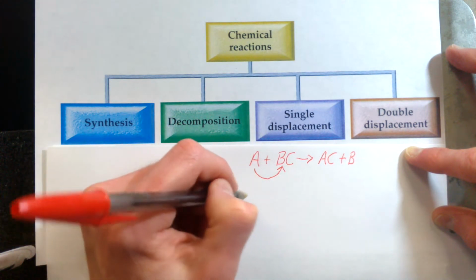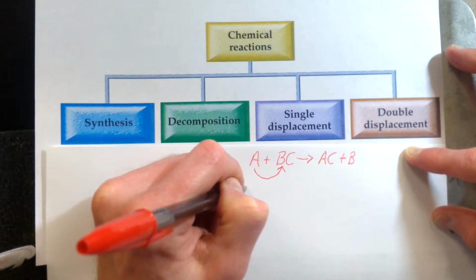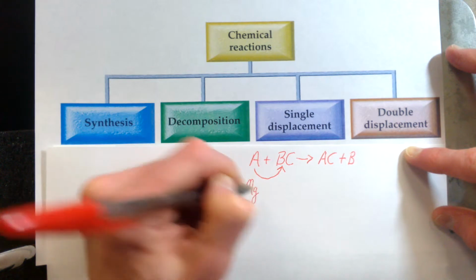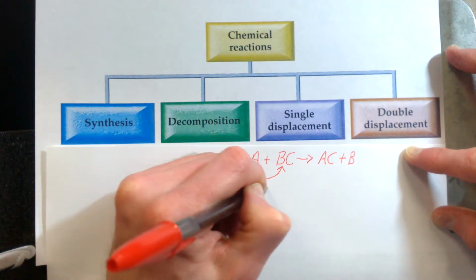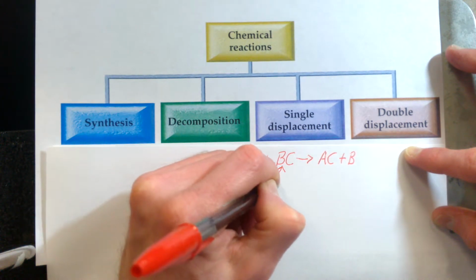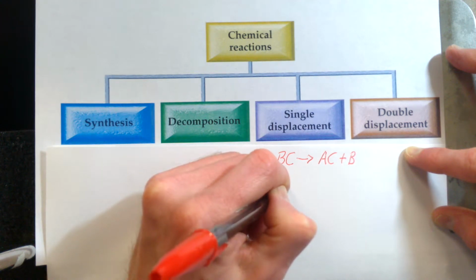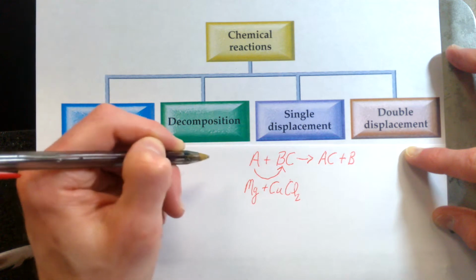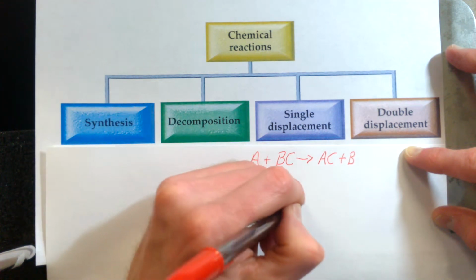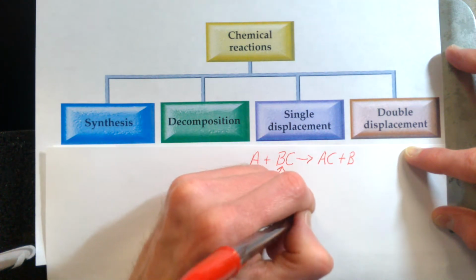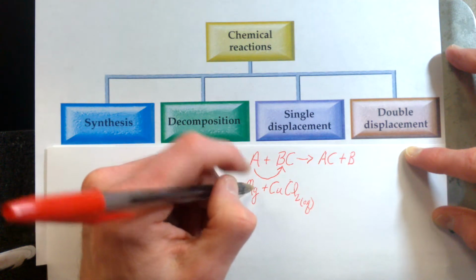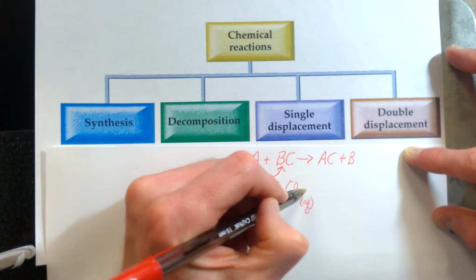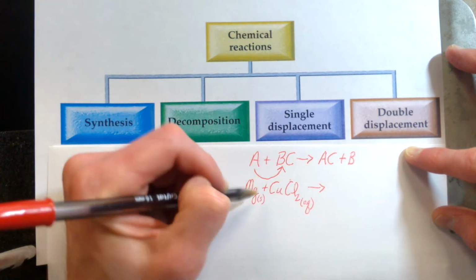Okay, so let's try an example here. Say we have magnesium, and we react it with a copper chloride solution. Okay, we'll say copper 2 chloride solution. That is aqueous. So we drop the magnesium in, and the magnesium is solid. It's a solid metal, a light gray in color. We drop it in.